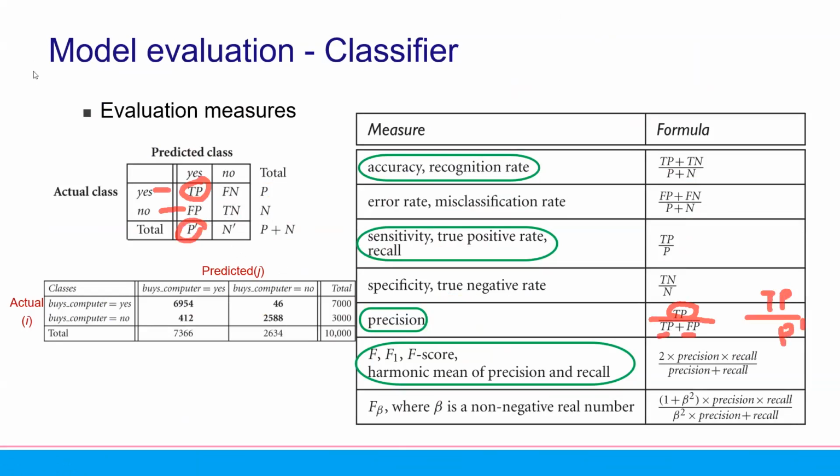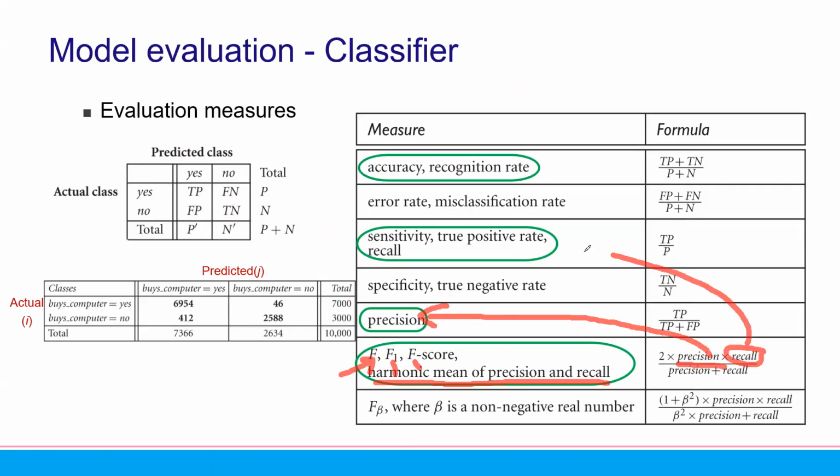This is the total. We can have another method, we call it F score, or F1 score, like this. It is the harmonic mean of precision and recall. What is precision? Precision is from this formula. What is recall? Recall is from this formula. And we will divide with the precision plus recall.